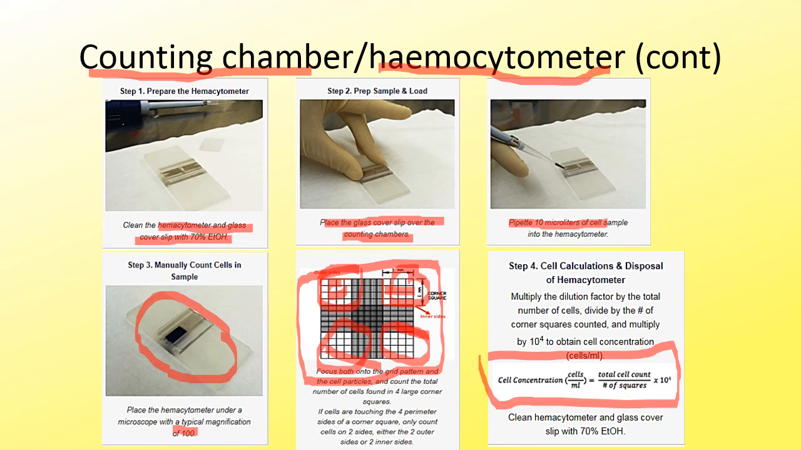Usually the haemocytometer is the fastest way, but the only problem is that you need to buy the haemocytometer, which is most of the time relatively expensive. And then also it is made of glass and it is quite fragile.